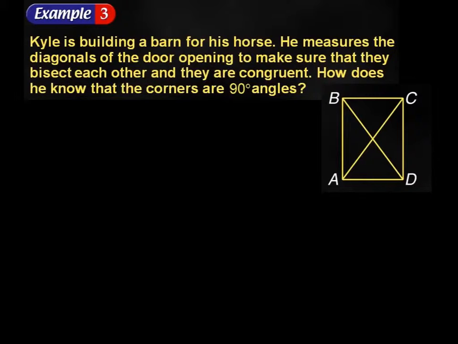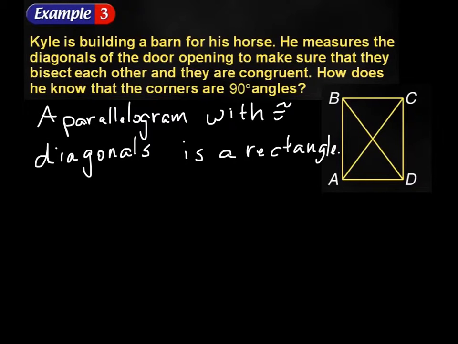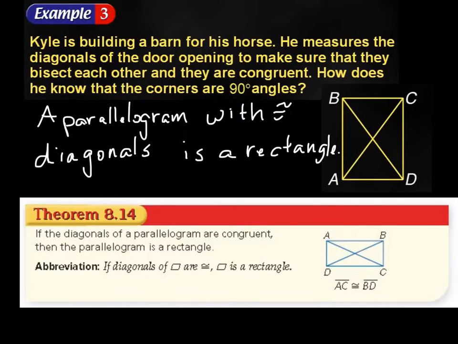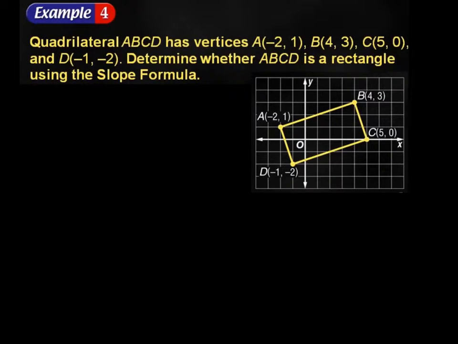Because a parallelogram with congruent diagonals is always a rectangle. And that's stated in Theorem 8.14: if the diagonals of a parallelogram are congruent, then the parallelogram is a rectangle. Quadrilateral ABCD has these vertices. Determine whether ABCD is a rectangle using the slope formula.